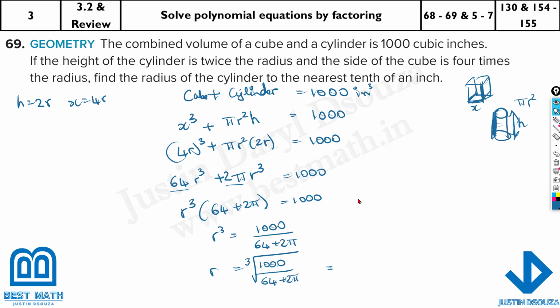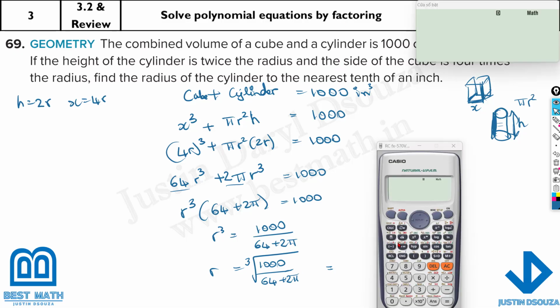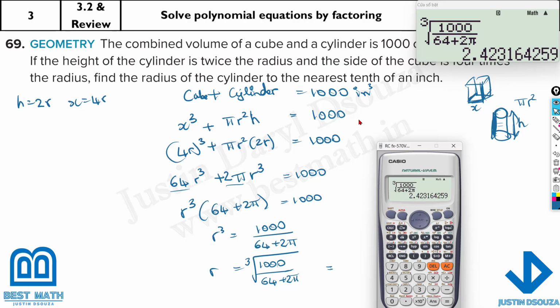Let's use a calculator and solve this. Here it's shift and this symbol here, I guess. Yes, that's the cube root symbol. And what are the terms? It's 1000 divided by 64 plus 2 pi. That is equal to 2.4. See, to the nearest tenth of an inch, it's 2.4. That's it. Now, you can even get your answer from the first step itself.